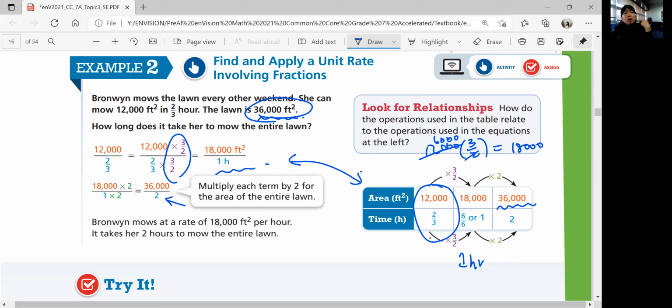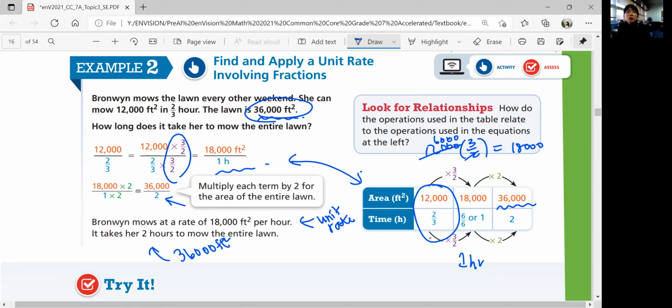So Bronwyn mows at a rate of 18,000 feet square per hour, and it takes her 2 hours to mow the entire lawn. That is your unit rate. And this is your answer for the entire lawn, 36,000 square feet.